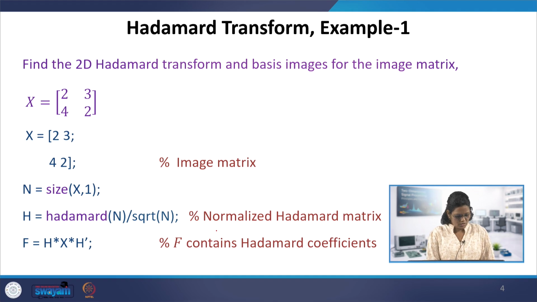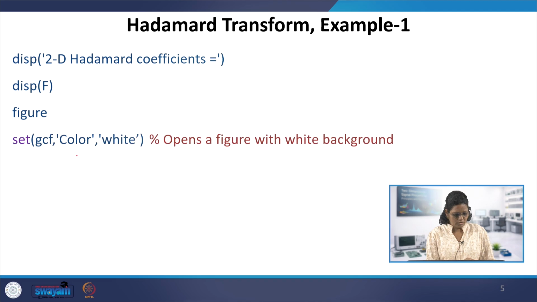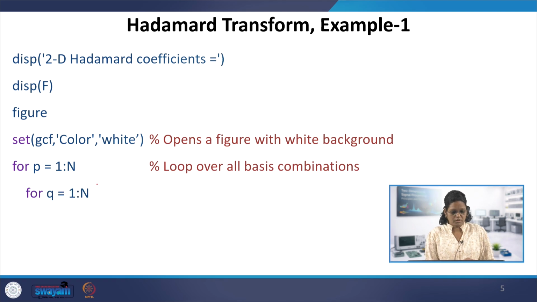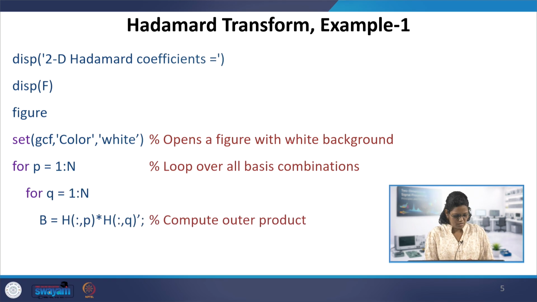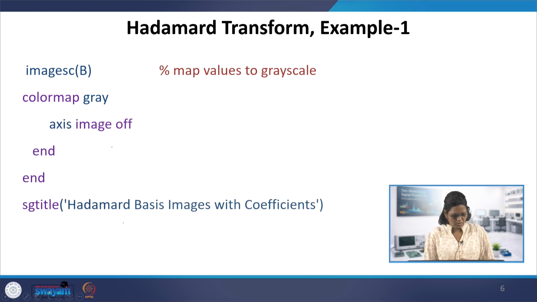So the Hadamard coefficients we get here, and these Hadamard coefficients can be displayed, along with the kernel, in the command window, where you get the images, like an image to plot. Here we use p and q for changing the horizontal and vertical indices. So get H and H dash, which is the transpose. This is the outer product, the same thing as for the image section as well. You use the colormap and axis properties to show the Hadamard basis images with the coefficients.